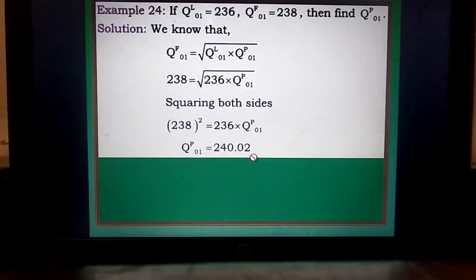That's why Q01P, Paasche's quantity index number in current year as compared to base year, is 240.02. What is the conclusion? How much it is increased compared to 100? 100 plus 140.02. When you write, it will become 240.02. That's why 140.02% increase in current year quantities consumed as compared to base year based on Paasche's quantity index number. This way, interpretation is required.